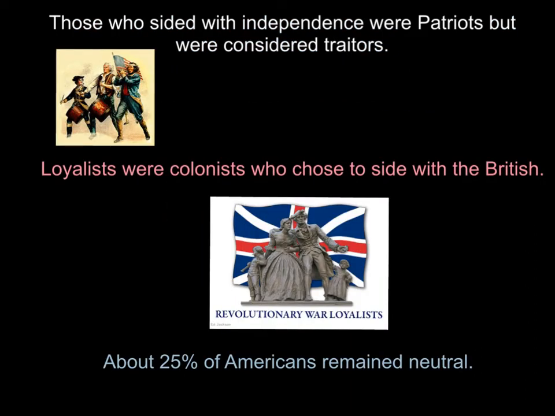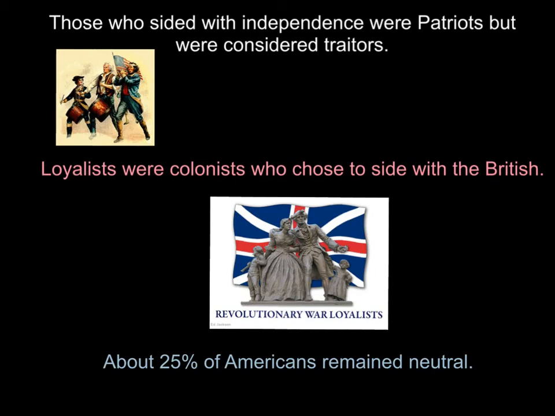For the colonists, choosing sides may have been difficult. You have the one side, which are the people who wanted independence. Those are the Patriots. 40 to 45% of the colonists were Patriots. Now, they are viewed as being traitors since they're rebelling against the government.